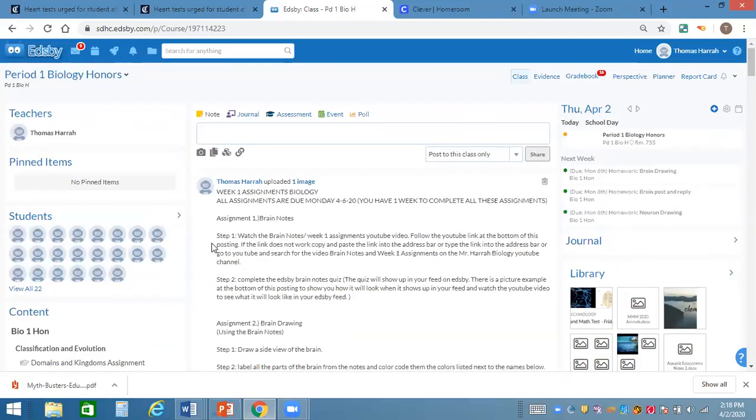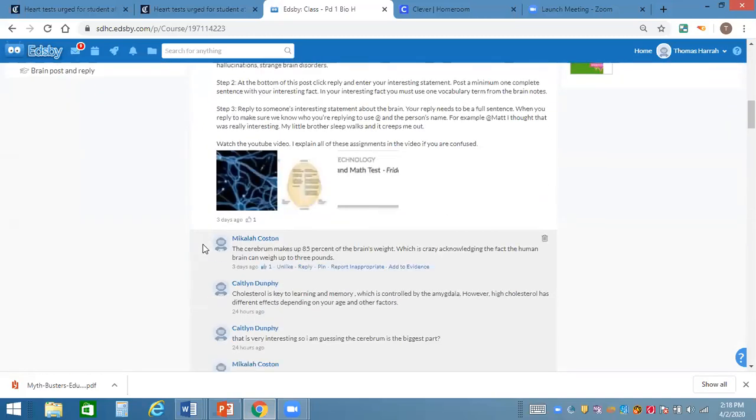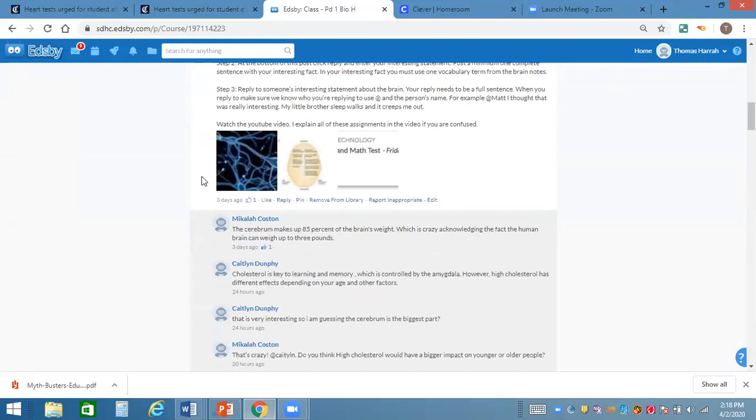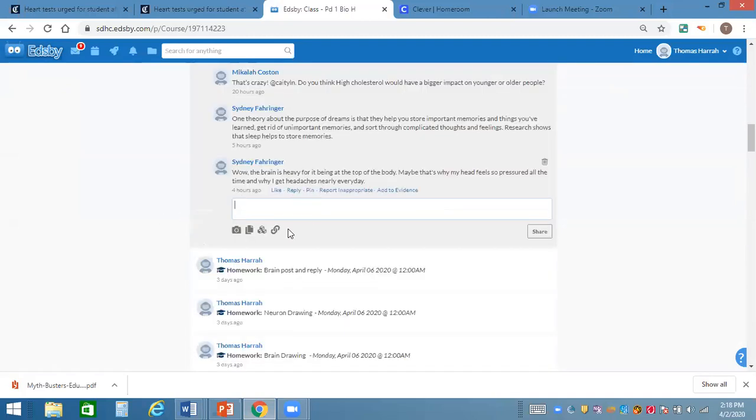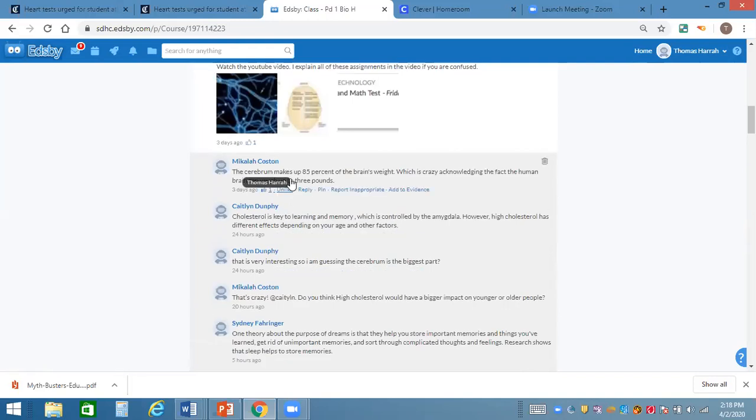This was the week 1 assignments, right, that I posted on all of your periods pages. And if you scroll down to the bottom, at the bottom of the assignments posting, right here it says reply, pin, things like that. You're going to click reply, and then you can type your posting in here, right? Here's your interesting fact. Type it in right there, and then it looks like you can go under each person's post and you can hit reply. So I didn't see that before.